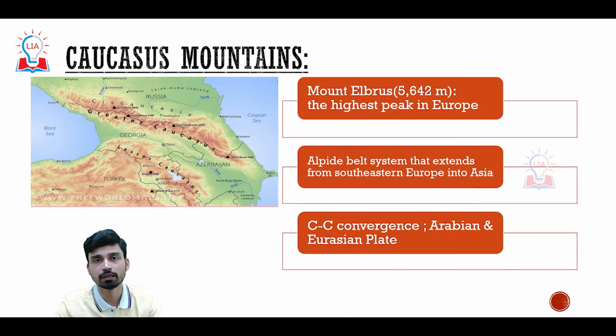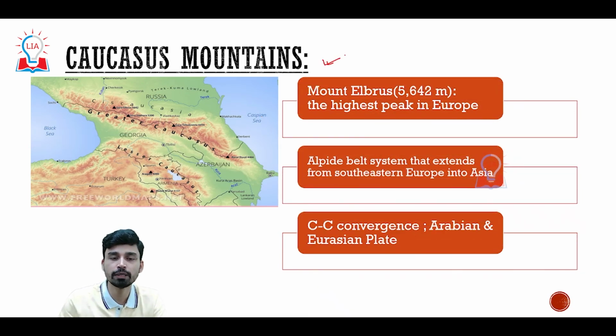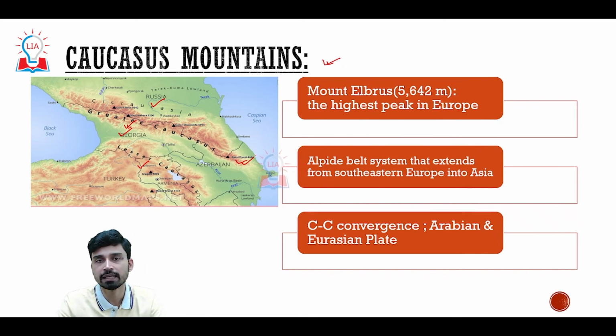Further, moving to the eastern side of Europe, now we have the Caucasus mountains. Geographically, the Caucasus mountains are divided into two regions. The first is called the Greater Caucasus, the second is called the Lesser Caucasus. If you look closely, you can find the Greater Caucasus surrounding areas in countries like Russia, Georgia, and going all the way to the eastern side up to Azerbaijan, while the Lesser Caucasus surrounds countries like Turkey, Georgia, and Armenia.